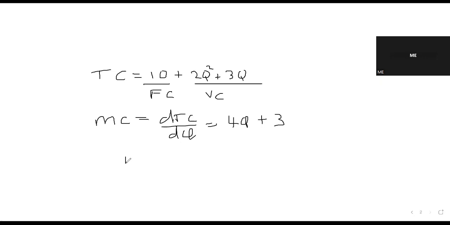When you divide our total fixed cost by q, it is going to be called our average fixed cost. When you divide the total variable cost by q, it's going to be called our average variable cost.